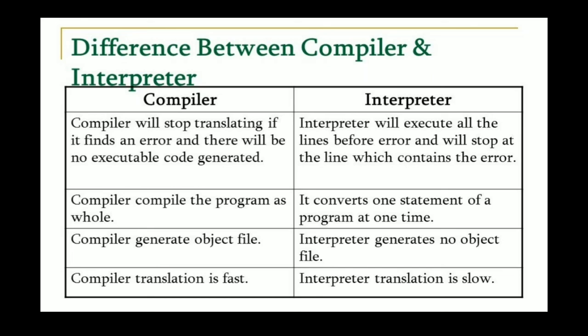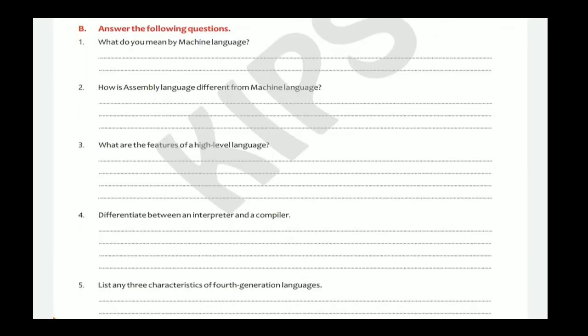Yes students, now last question is, list any three characteristics of fourth generation language. Fourth generation language is much easier for users than previous generation languages, and fourth generation language is closer to human language than other high level languages, and it also contains the features of third generation languages.